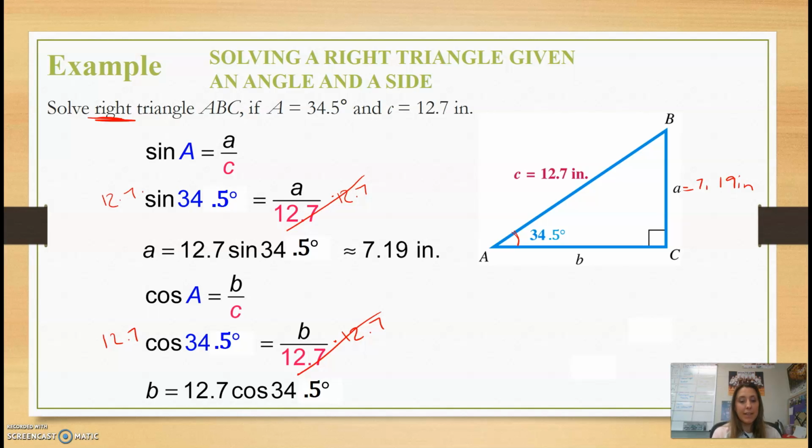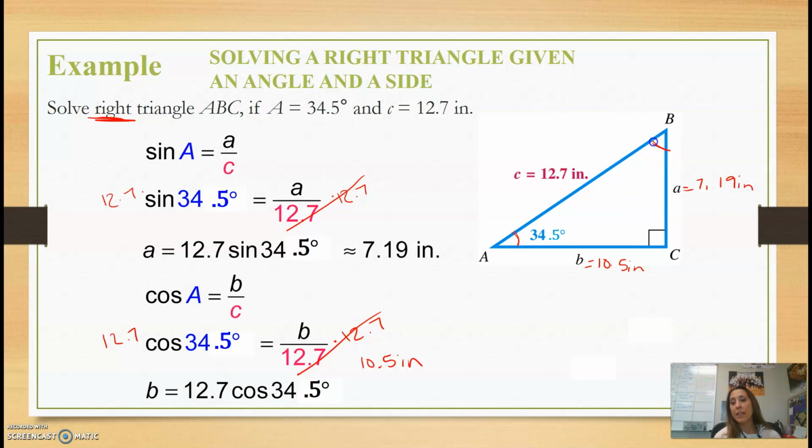I think I've messed up my animations on here, so it's not going to tell us what it is, but it is equal to 10.5 inches if you plug that in your calculator. Okay, so now we know what this is, so we're going to say equals 10.5 inches.